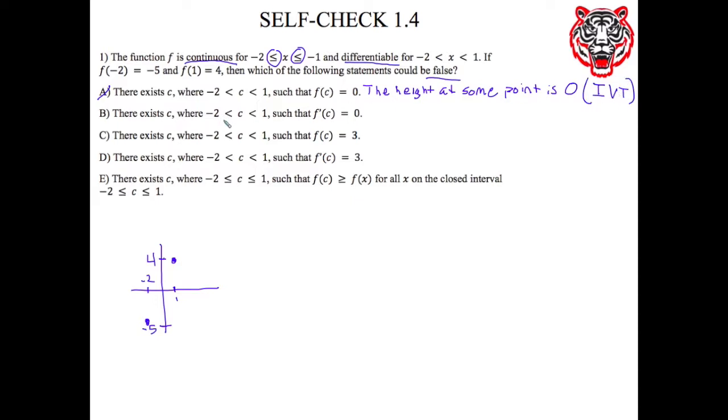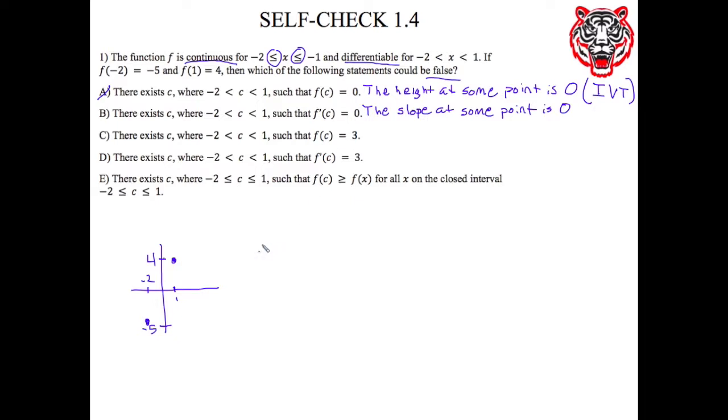There exists a c such that f prime of c equals 0. Let's translate f prime of c. F prime of c is the slope at some point. So the slope at some point is 0. And immediately you should be thinking, oh, that's this theorem. There's only one theorem that proves slopes, and you guessed it, it's the mean value theorem.